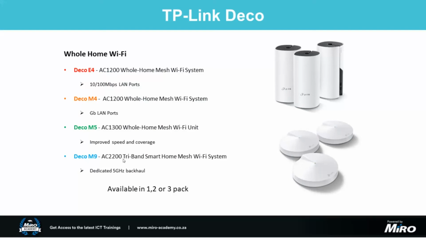So the significance of that is it has a dedicated 5 gigahertz frequency. So whereas the rest of these units are dual band units and will utilize a portion of the 5 gigahertz frequency, for instance, to perform that wireless backhaul that we spoke about earlier, the tri-band unit will have a dedicated 5 gigahertz frequency purely for wireless backhaul, meaning that the additional 5 gigahertz frequency and the other 2.4 gigahertz frequency will be purely dedicated to serving your concurrent connections, so to providing Wi-Fi.